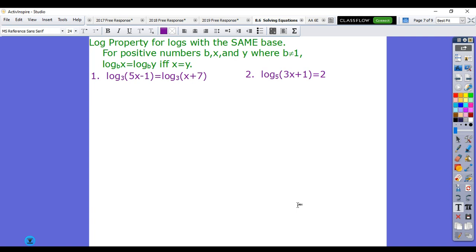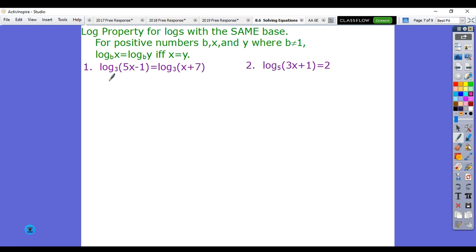Okay, so our video from Monday's lesson is solving log equations, where last week we did exponential equations. These are all equations involving logs. The first thing I want you to think about is, what makes one side of an equation equal to another? If everything on the left is equal to everything on the right.